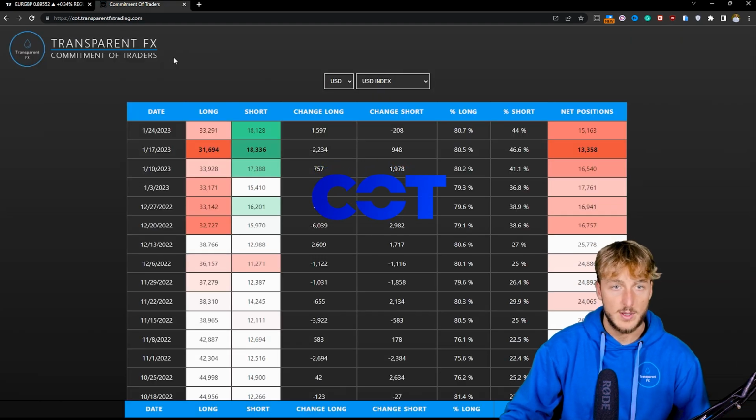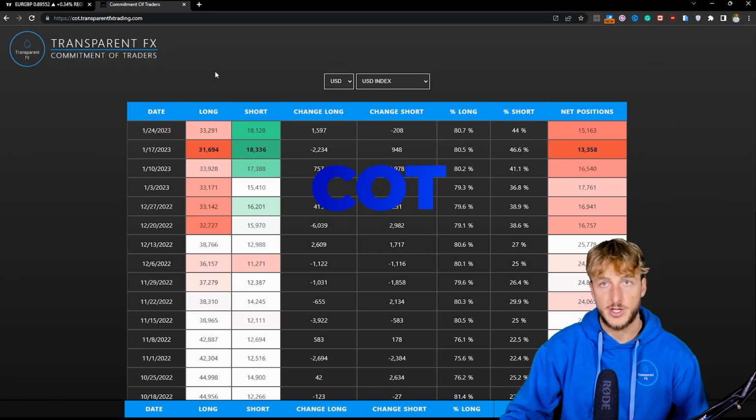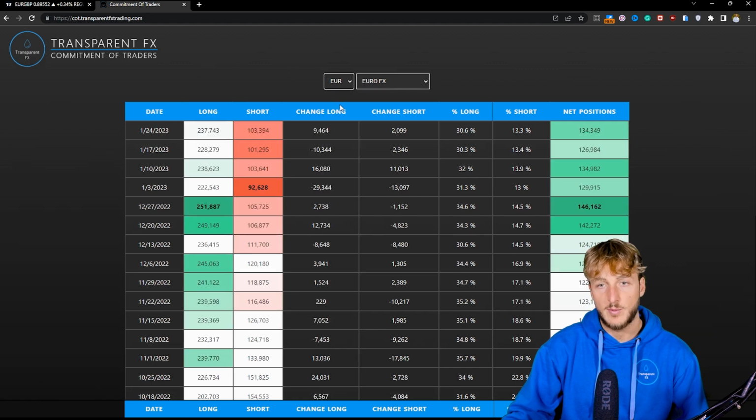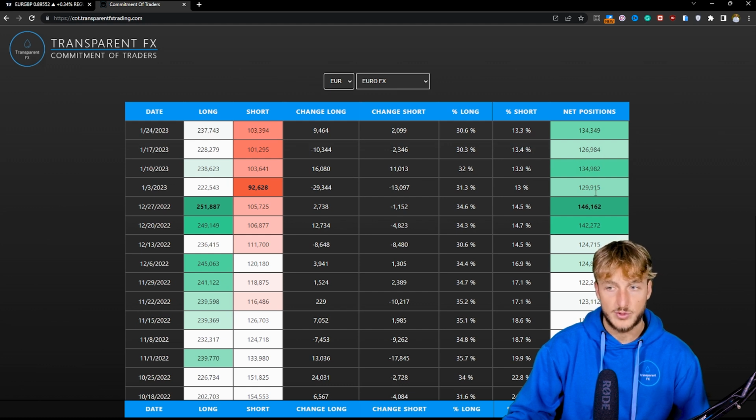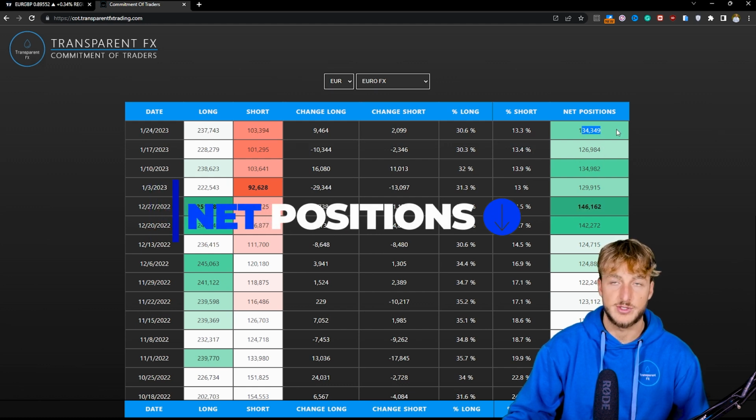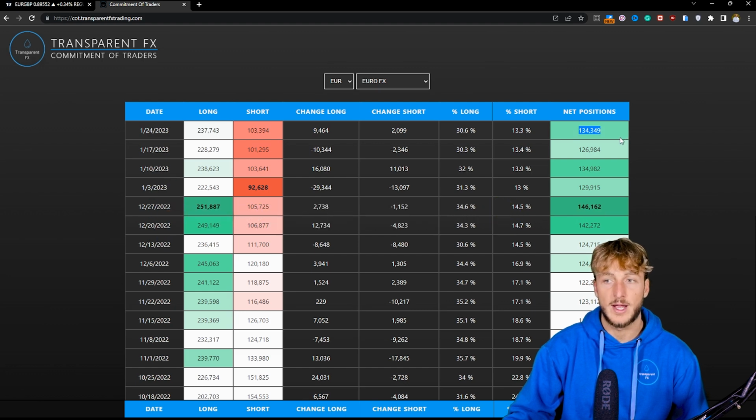Now, if we go and see what we have when it comes to the commitment of traders, so the COT data, which is what the non-commercials, so the biggest speculators in the market, are doing, and we check the data for the euro, we can see how on the euro, with the last reports, we have started to see a decrease of the net positions. We went from 146k down to 134k.